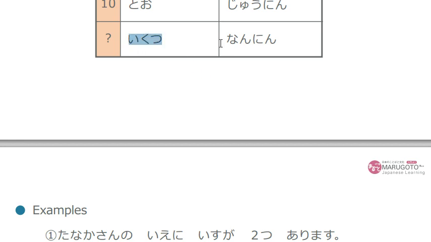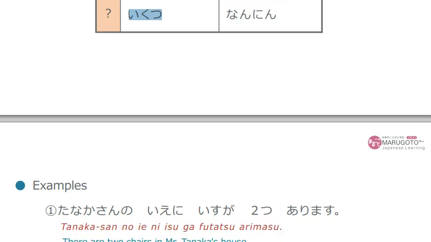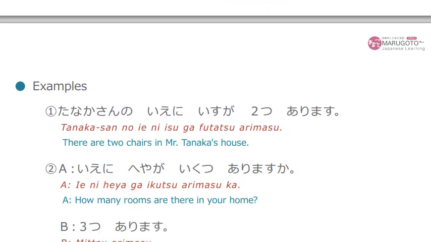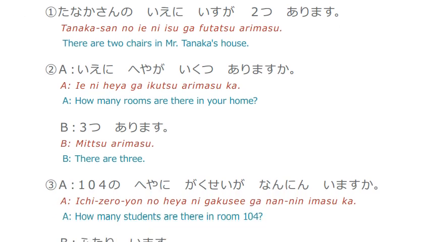Just note here the question words. Nannin, how many people, and ikutsu, how many things. Let's have a look at some examples. Let's look at number 2 first.